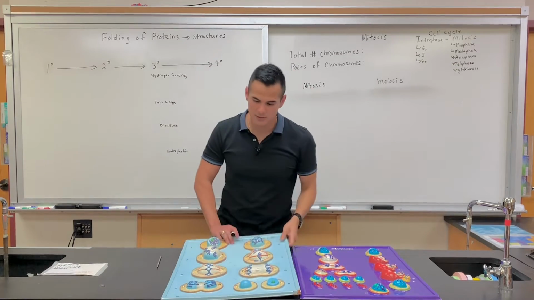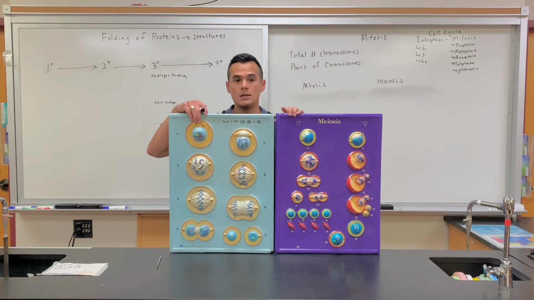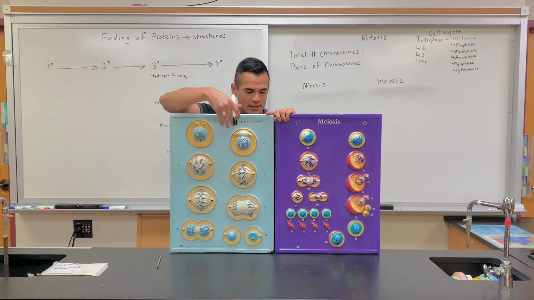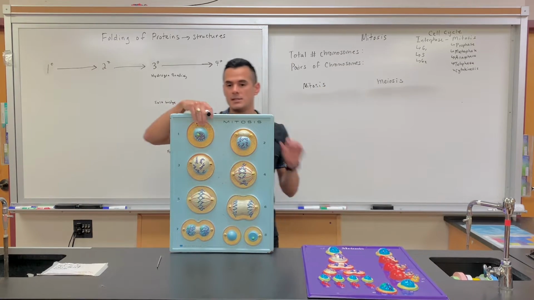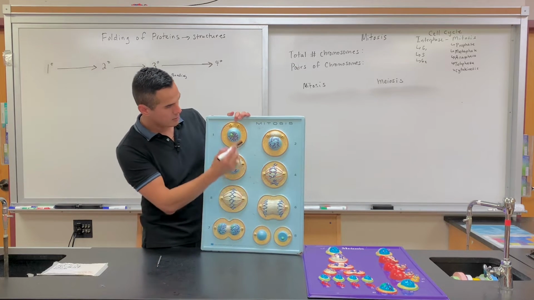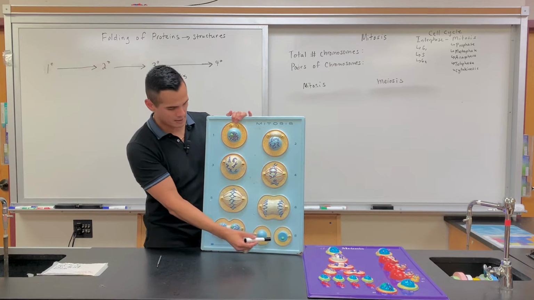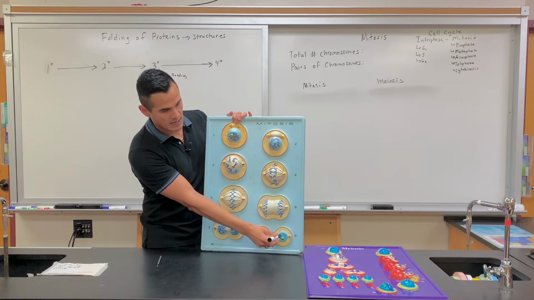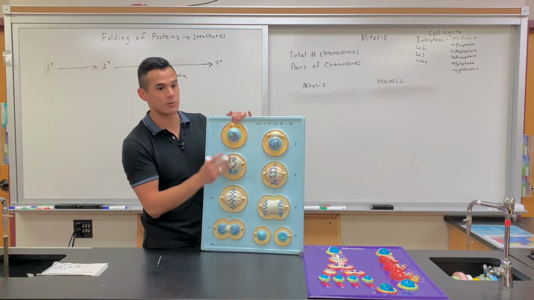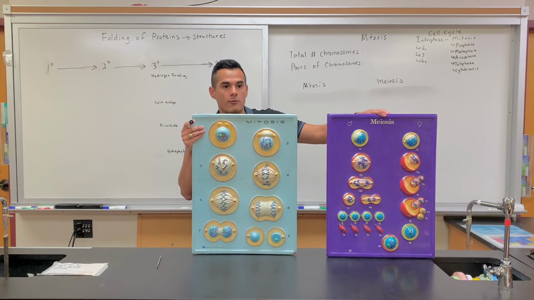I have these two drawing boards here. Let's identify some of the different parts of it, because we want to distinguish between meiosis and mitosis. We start here and we end here for mitosis. The product of mitosis is two identical diploid cells, and for meiosis, we have 4 haploid cells.